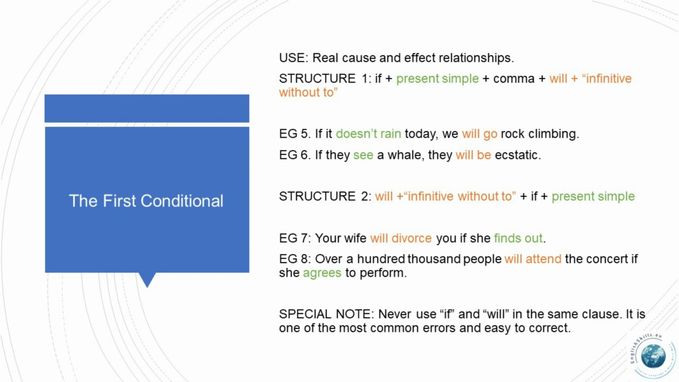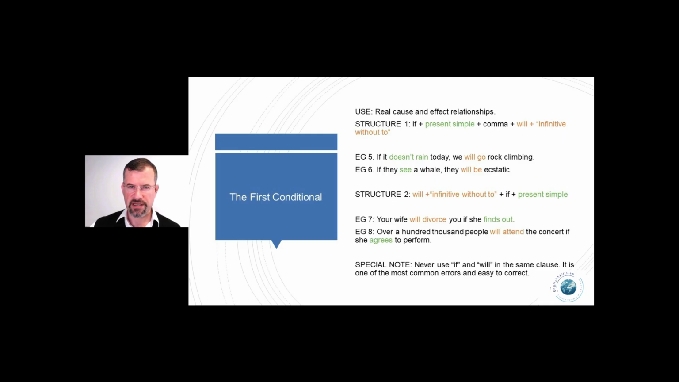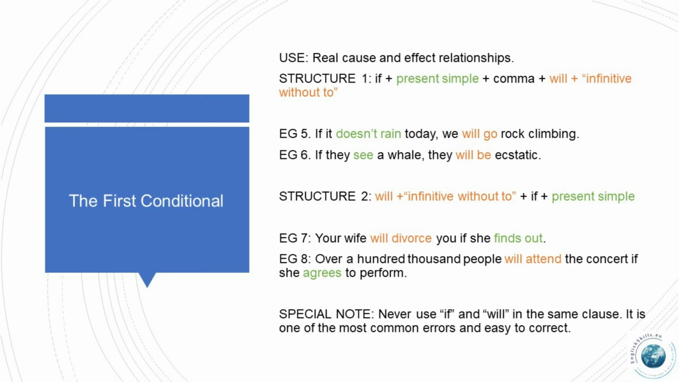Example 5, if it doesn't rain today, we will go rock climbing. This is a definite situation. It's not something that's always true. Therefore, we use the first conditional. Example 6, if they see a whale, they will be ecstatic. Okay. If you're not sure of any vocabulary, by the way, pause the video, look at it in the dictionary, and you'll find out that ecstatic means a feeling of great joy. Okay, structure 2. Here we go will plus infinitive without to.